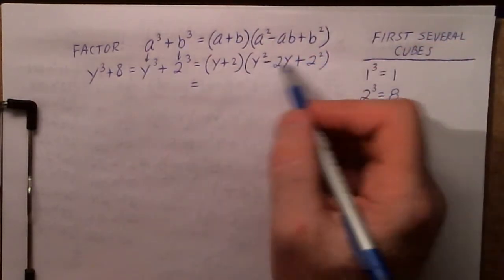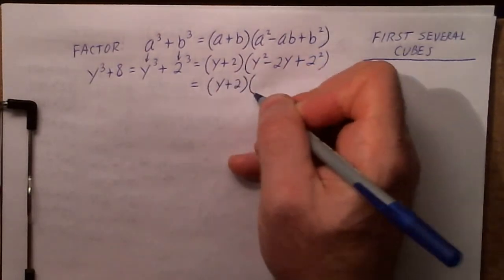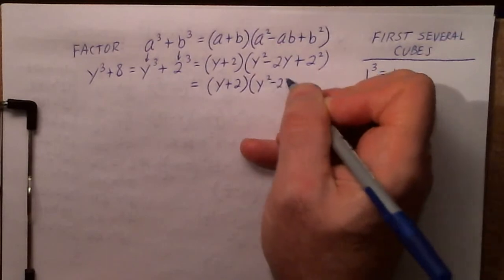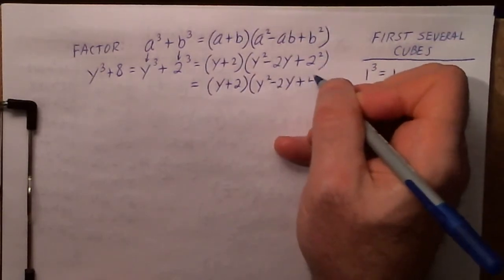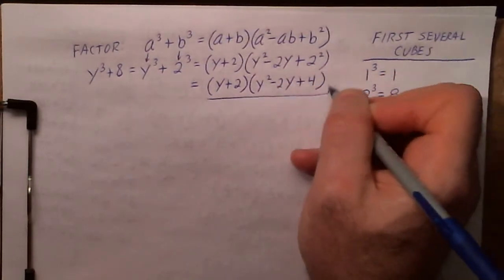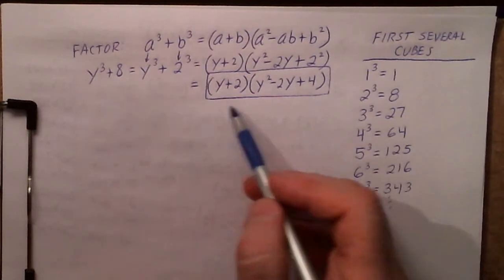Now you want to clean this up. Don't leave it looking this way. So this would simplify to y plus 2 times y squared minus 2y plus 4 at the end, since 2 squared should be reported as 4. And we're done. So ladies and gentlemen, this is the correct factorization of y cubed plus 8.